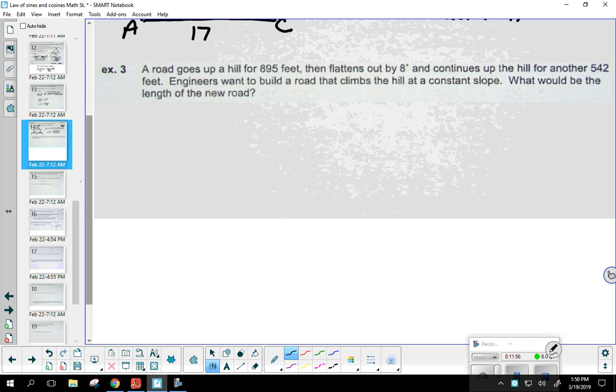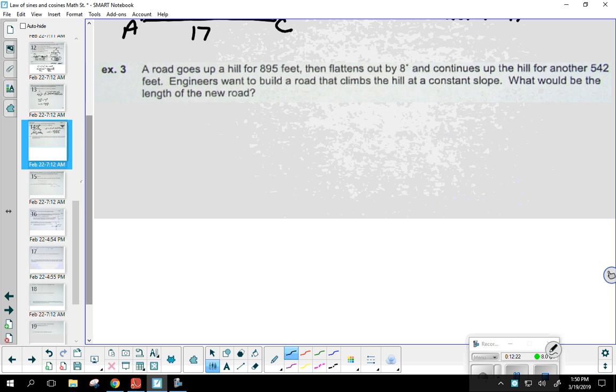Okay, a road goes up a hill for 895 feet, then flattens out by 8 degrees and continues up the hill for another 542 feet. Engineers want to build a road that climbs the hill at a constant slope. What would be the length of the new road? Okay, do we feel ready to try one on our own? You want me to give you maybe a couple of minutes to try and get the problem set up? Okay, some people are saying no. Do I need to help you get the diagram going?